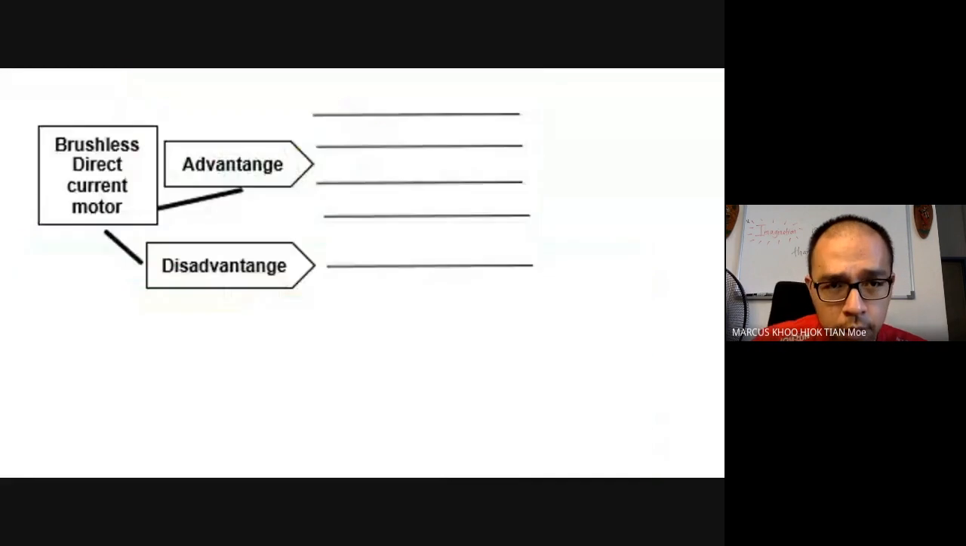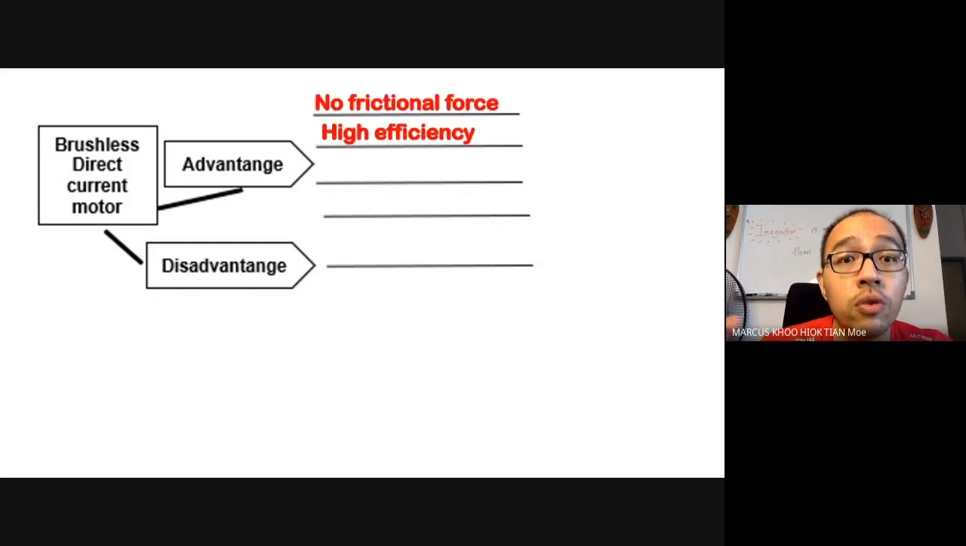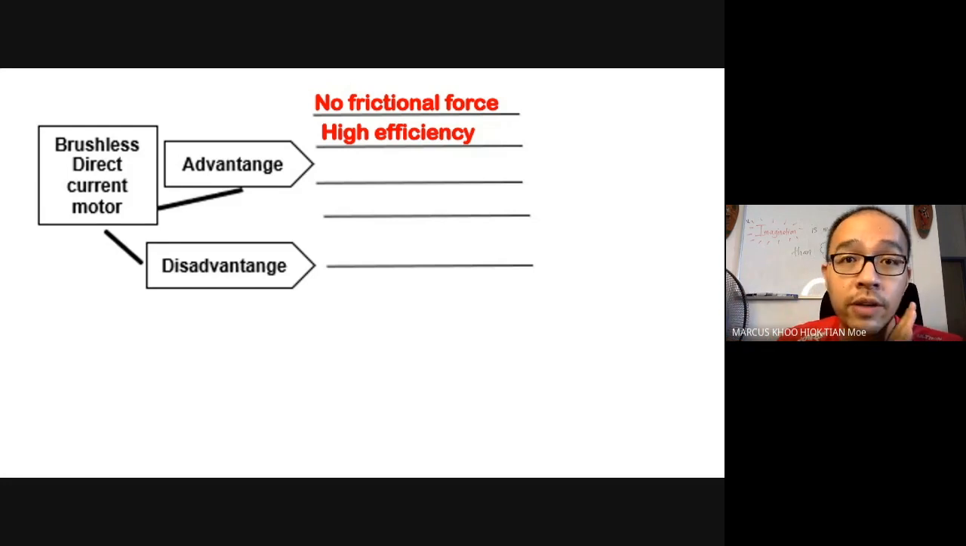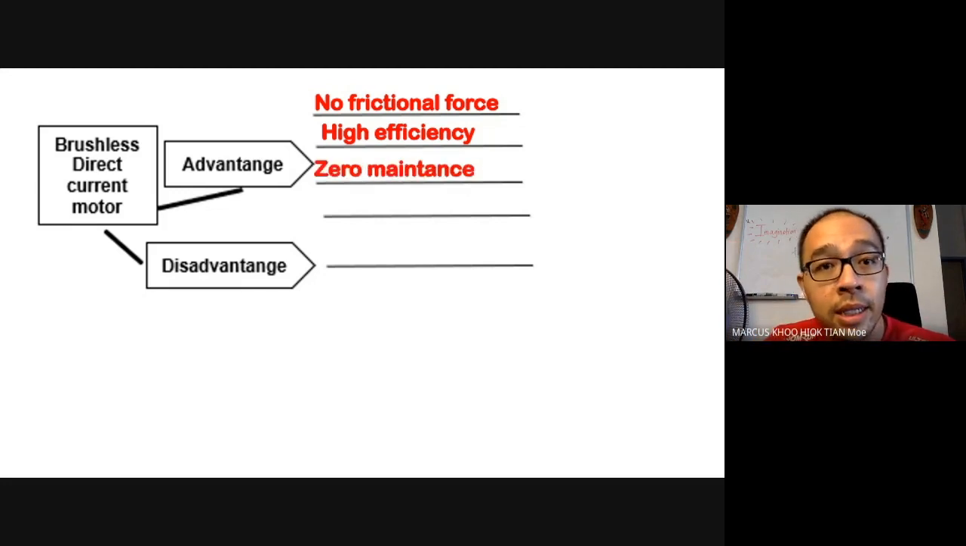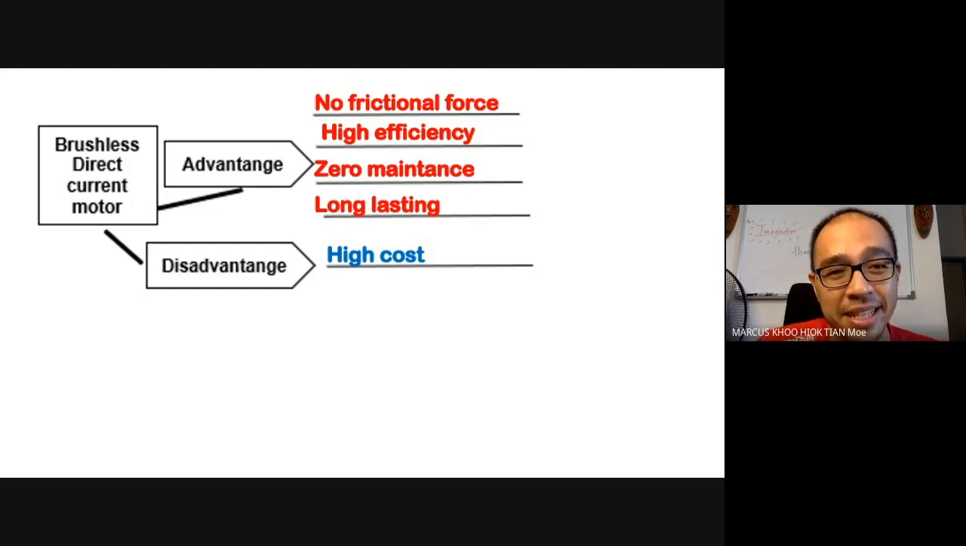All right. So these are the benefits of the direct current motor, which is the brushless. Number one, there is no frictional force. Number two, because there is no frictional force, the efficiency will be higher. No energy is wasted. All the electrical energy will totally convert to kinetic energy. It won't be lost in heat energy. It won't be lost in sound energy. Very little maintenance is needed, and it is very long lasting. The biggest drawback or the disadvantage of the brushless motor is that it is expensive. Yeah, generally it is expensive.